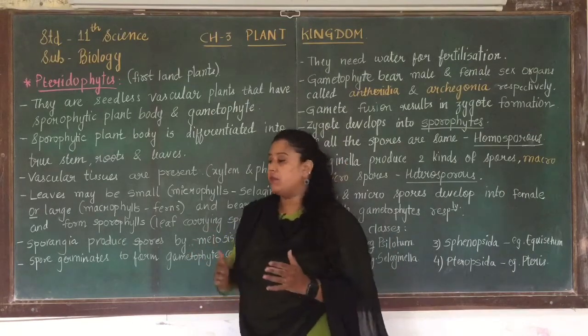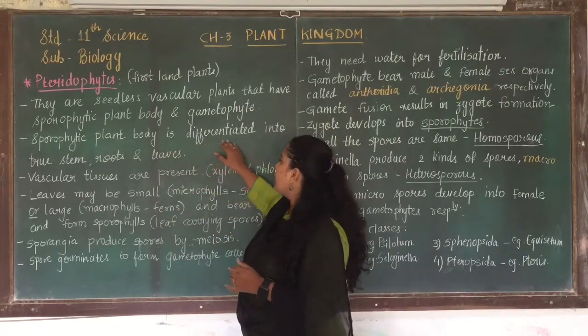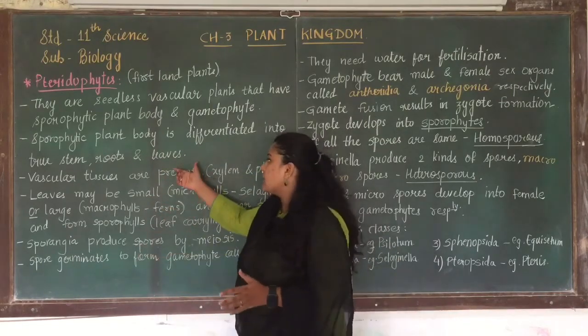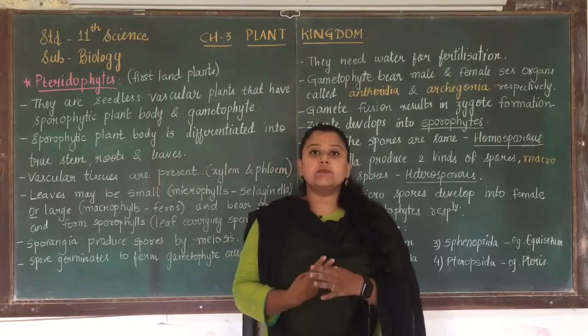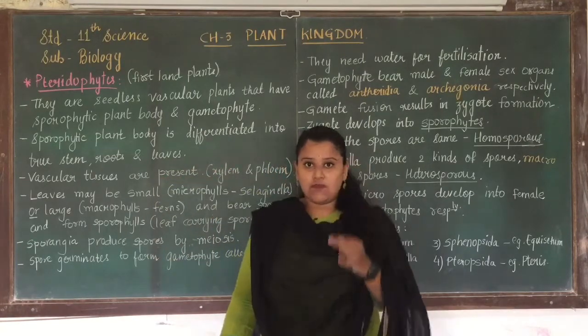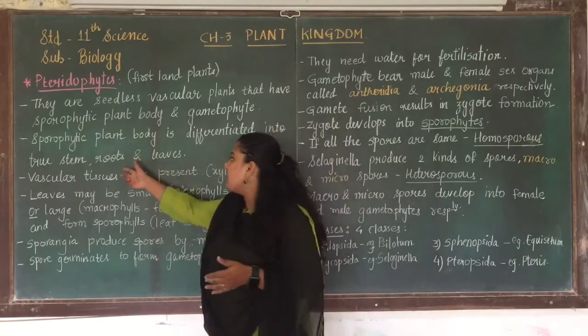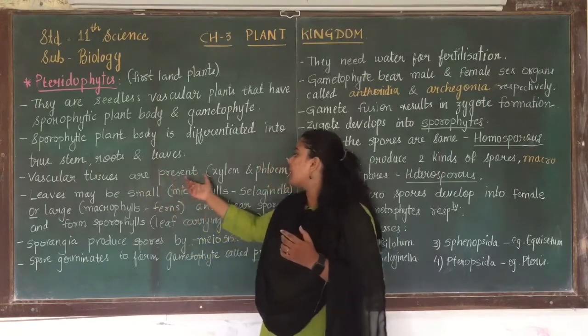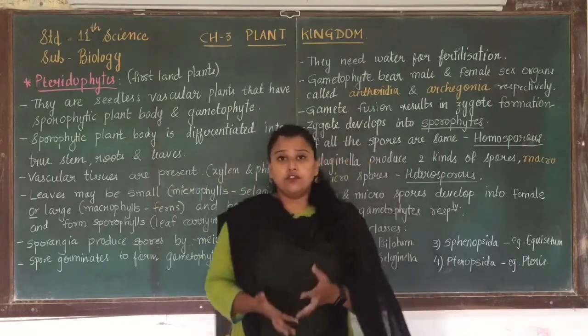male and female. The sporophytic plant body is differentiated into true stem, roots and leaves. So three things are coming in the sporophytic plant body. First is the true stem, then roots will be there, and at last leaves will be there, right? The vascular tissues are present, that is xylem and phloem, right?